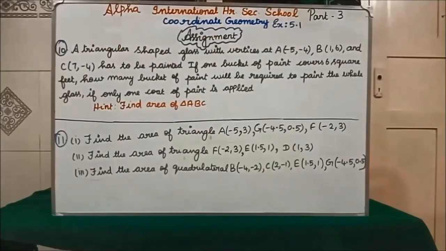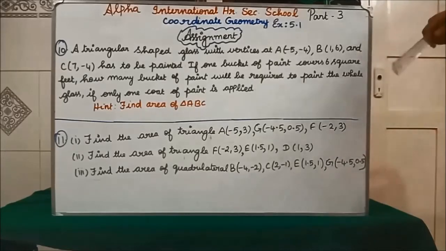This is your part 3 assignment. In exercise 5.1, the 10th and 11th sums you are going to do as assignment. These 2 problems are very easy problems. We are going to find only the area of a triangle. Area of triangle means what? 1 by 2. The given vertices you will write in the column, and just do the cross multiply, simplify and write. You have to plot the points, then only you have to write in the column.